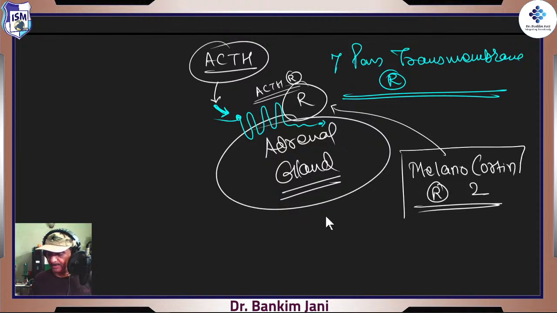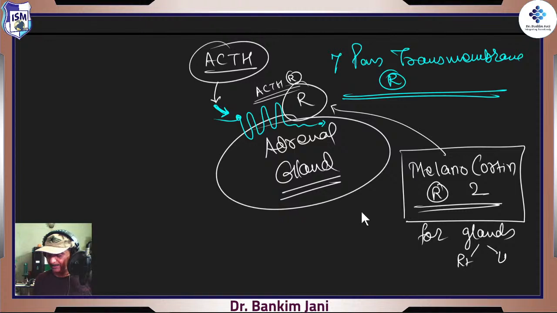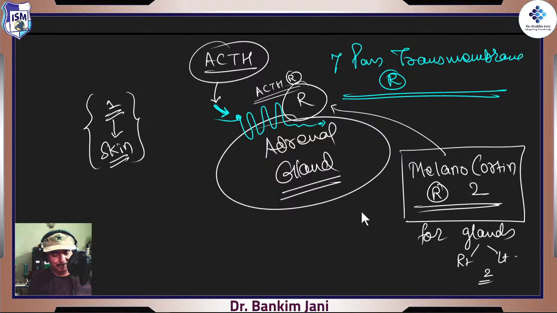But do remember, this melanocortin receptor type 2 is for adrenal glands because there are 2 adrenal glands. So that's how we remember, right? So melanocortin receptor 2 is for glands, right? So there are 2, so we don't forget. Let's unsolve the mystery of melanocortin receptor type 1. Type 1 is for skin, right? Because there is only one skin. So that's why type 1 is for skin. We'll talk about it in more detail in a while.